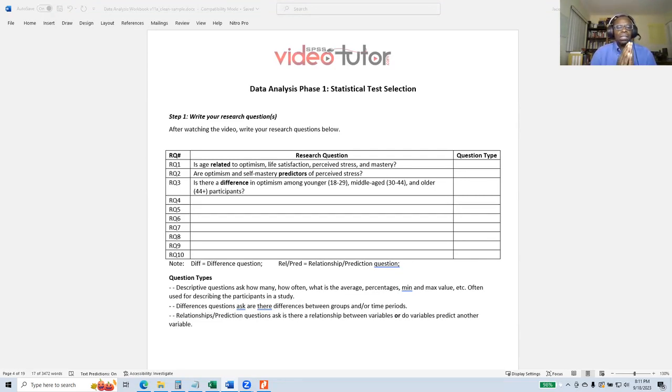meaning, does one thing predict another? Can we use one variable to predict another variable? All right. Now, anytime you see the word prediction or relationship, that's going to be a relationship prediction question. Okay. It's very simple. If somebody says, is there a difference between something, or is there a relationship or prediction? That tells you the kind of question that it is.